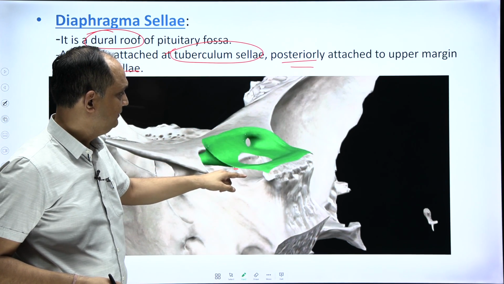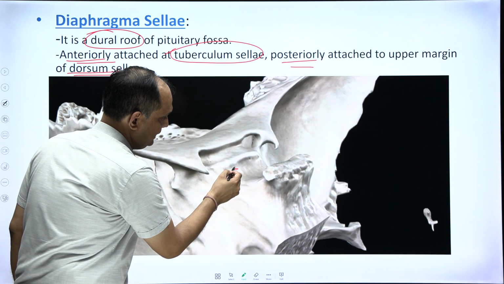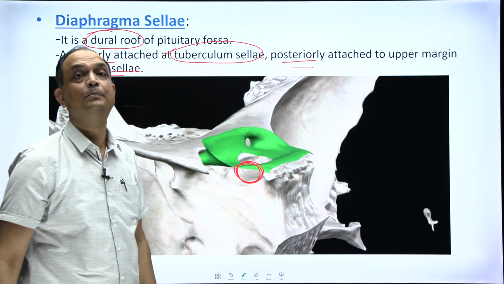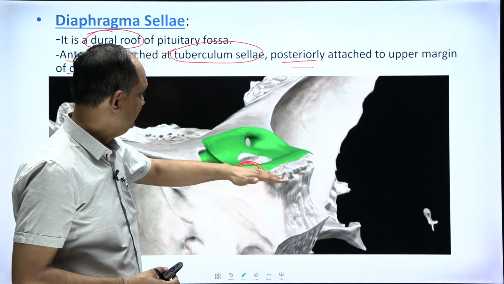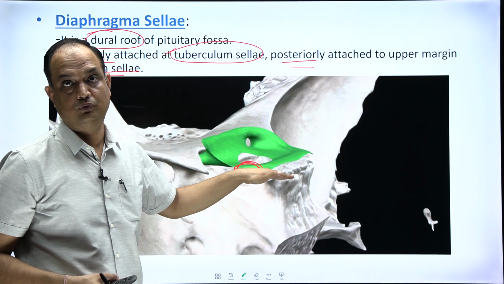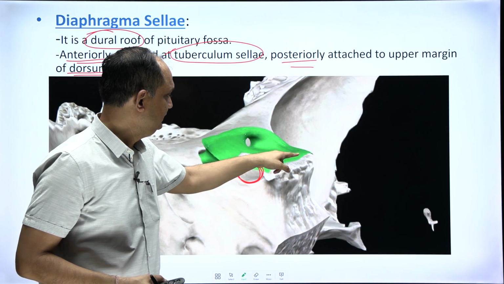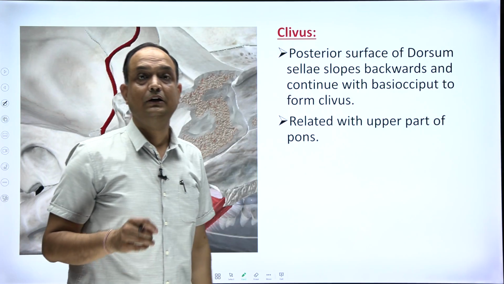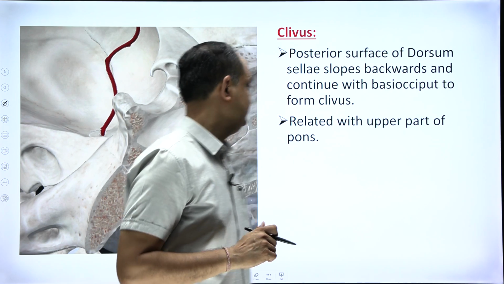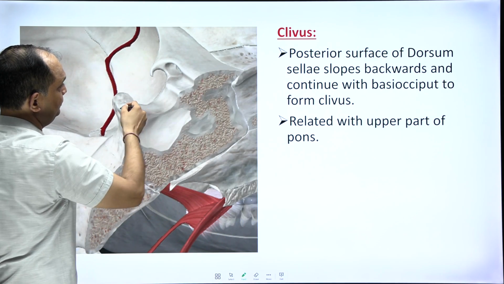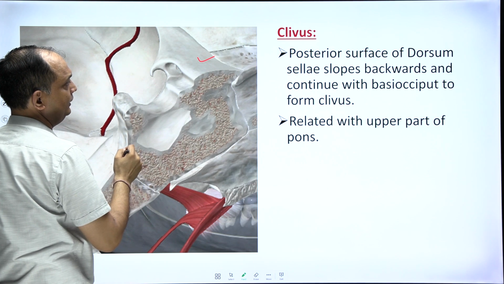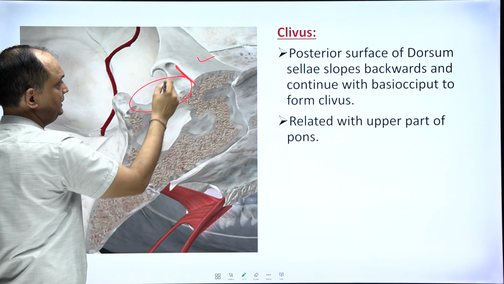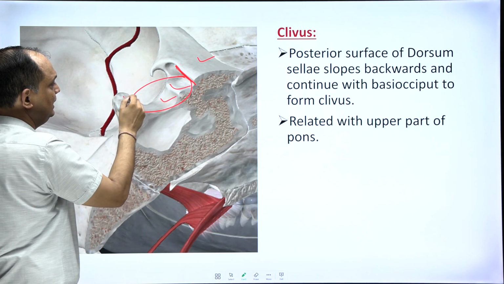So deep to this diaphragma sellae, what will you have? Deep to it you will have this space, which is known as the hypophyseal fossa. So above the hypophyseal fossa, this is making a roof, and this fold is attached between the dorsum sellae and tuberculum sellae. Now there is one more term I told you: in the midline, most posteriorly is the clivus. So when you go from anterior to posterior, this is our jugum sphenoidale, then you will have the sulcus chiasmaticus, then you will have the sella turcica, which has three components: tuberculum sellae, hypophyseal fossa and dorsum sellae.